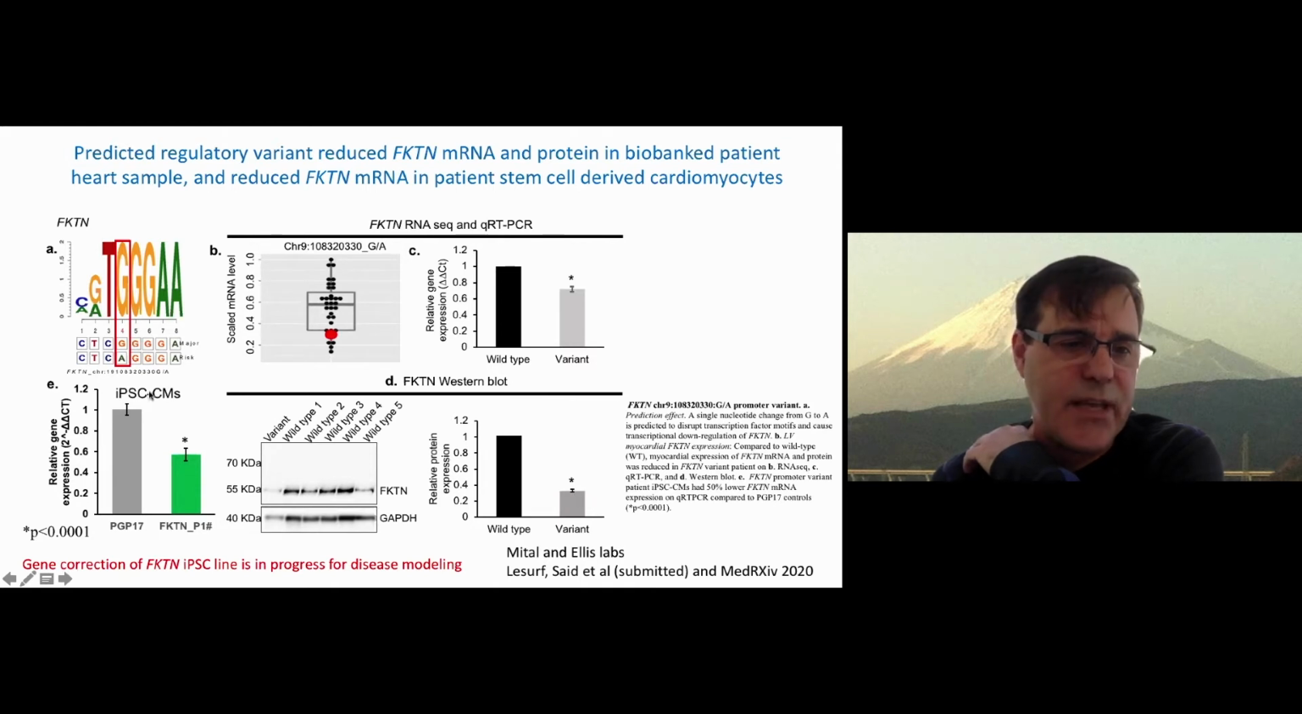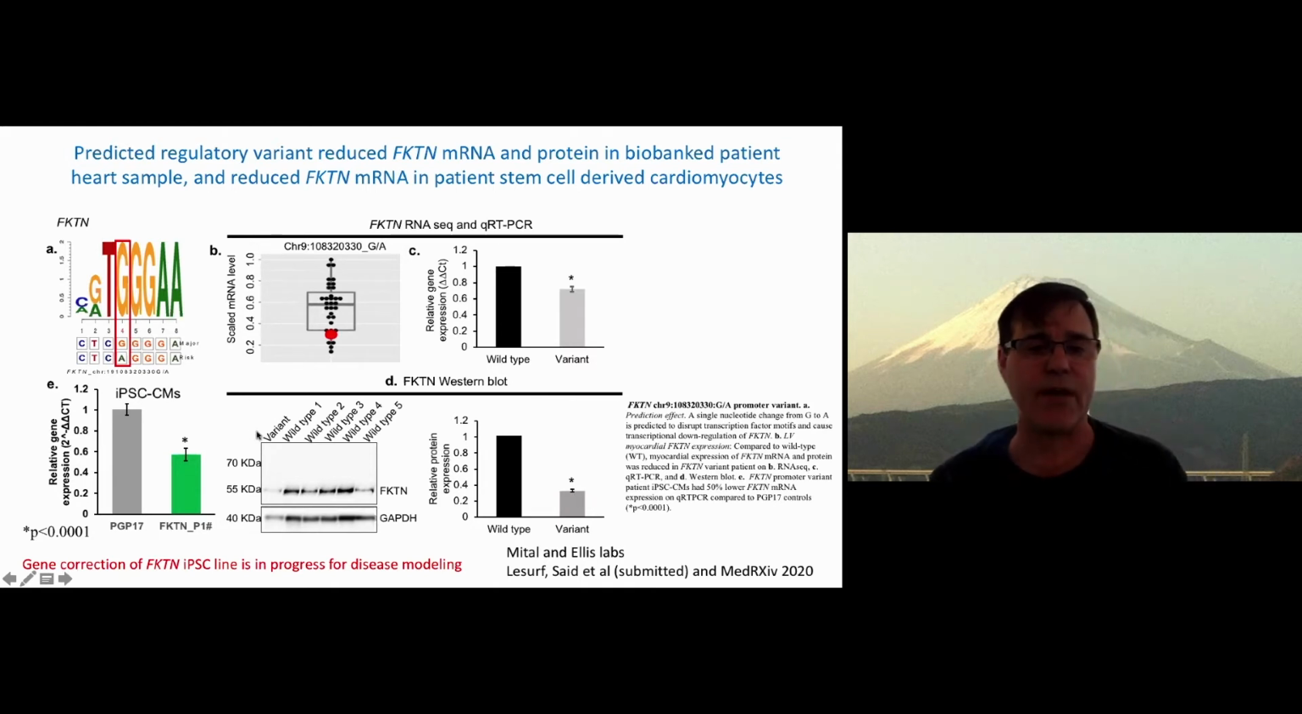And the last thing we've been able to do is to reprogram cells from this individual to make those iPS cells, differentiate them into cardiomyocytes, and then look to see how much of the fukutin RNA is made in these cardiomyocytes. And again, you can see it's reduced. So all of this adds up to this particular point mutation here seems to reduce expression of fukutin. And what we're doing now is correcting the variant in this fukutin iPS cell line to see, does that correct expression levels of fukutin, and can we then use it for disease modeling?